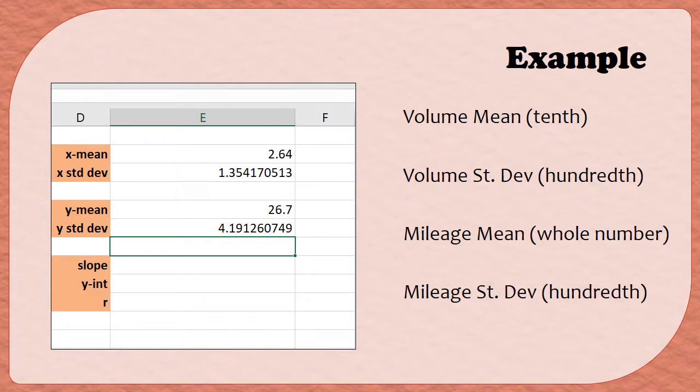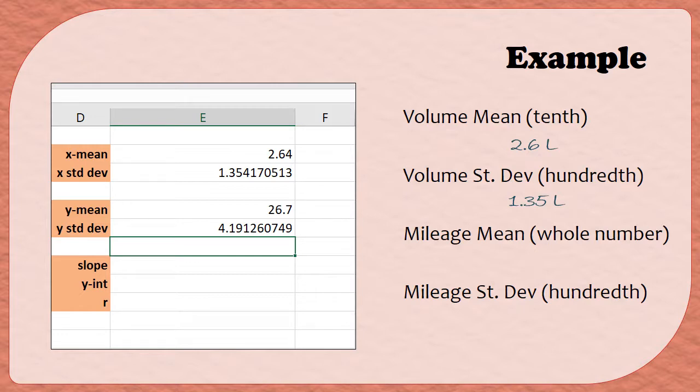Okay, so now that we have our summary values from Excel, let's return to what we were asked to find. We were asked to find these four values, and we were told to round them to certain places. We also have to remember to label our answers when we provide them. So the volume was being measured in liters, so for both the volume mean and volume standard deviation, I have to make sure I label my answers accordingly. Rounding 2.64 to the nearest tenth is going to give me an X bar of 2.6 liters. For the volume standard deviation, we need to round that to the nearest hundredth, so 2 decimal places. So that will round to 1.35 liters.